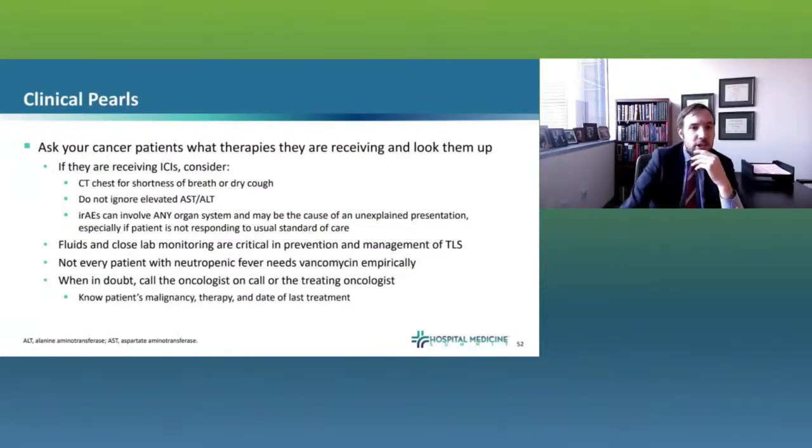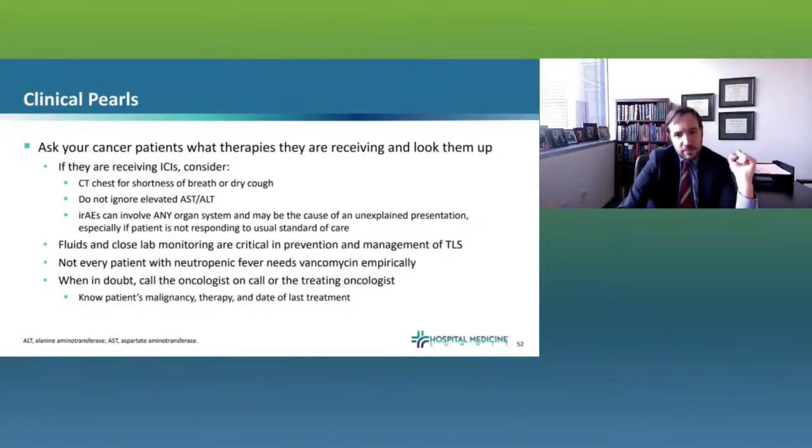And clinical pearls, ask cancer patients what therapies they're receiving and look them up. Absolutely. I don't think you have to have all this stuff memorized, especially the details of the ADCs and all that. If they're receiving immune checkpoint inhibitors, consider getting a CT chest if they're short of breath. Yeah, definitely have a low threshold for concern there. Same thing with the ADCs. Do not ignore transaminitis with elevation of AST or ALT. And as we talked about, any kind of itis, IRAEs can involve any organ system. Fluids and close lab monitoring are critical for prevention and management of TLS.